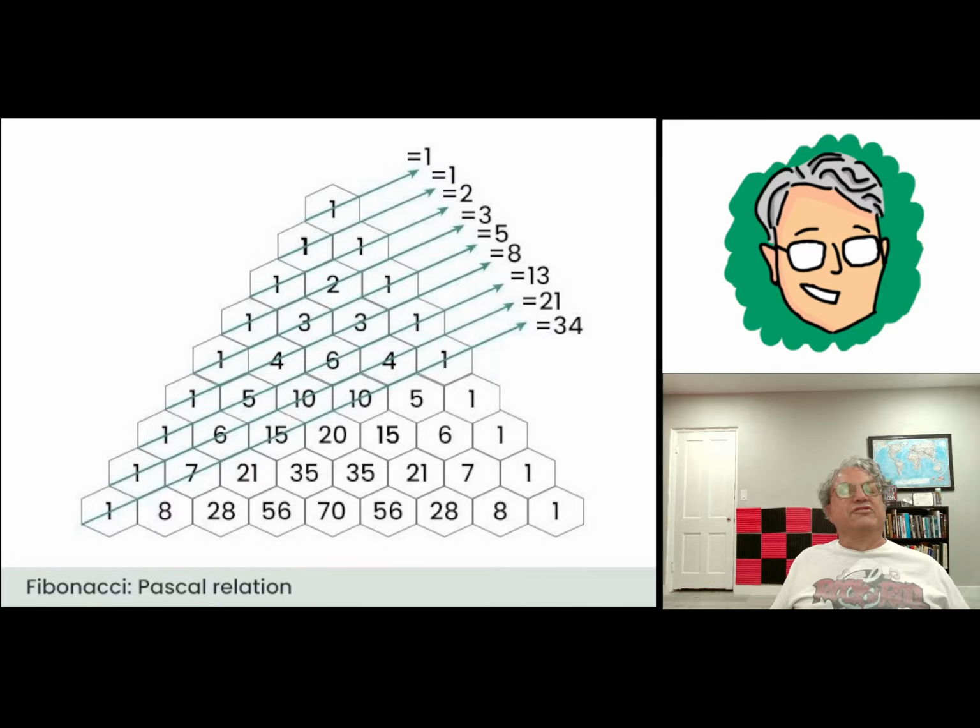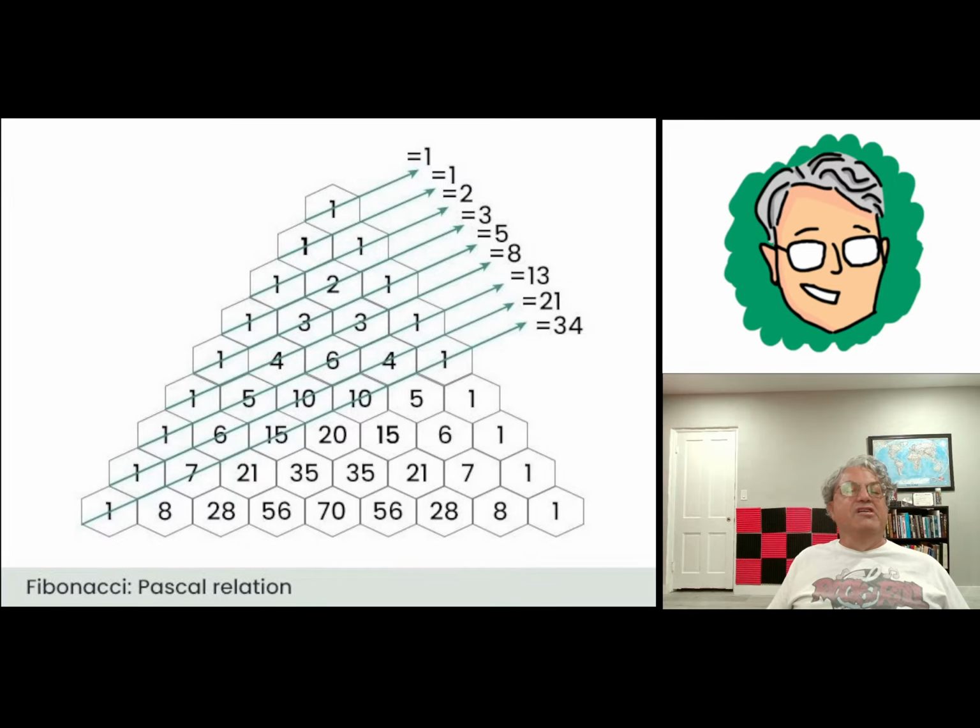So, for instance, if you look at the third row, you get 1, 2, 1, and 2 is because the two numbers above it are 1 and 1. And then for the fourth row, you get 1, 3, 3, 1, because 3 is 1 plus 2, or 2 plus 1. Keep going like that. This gives you Pascal's triangle.